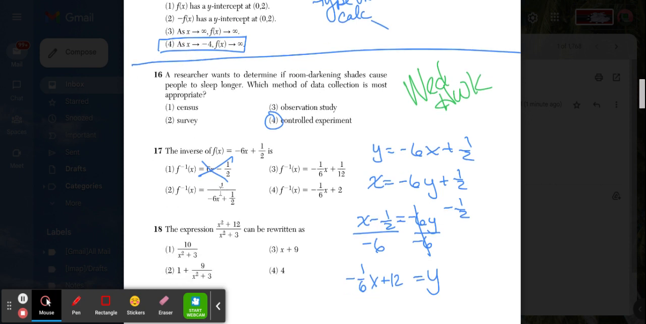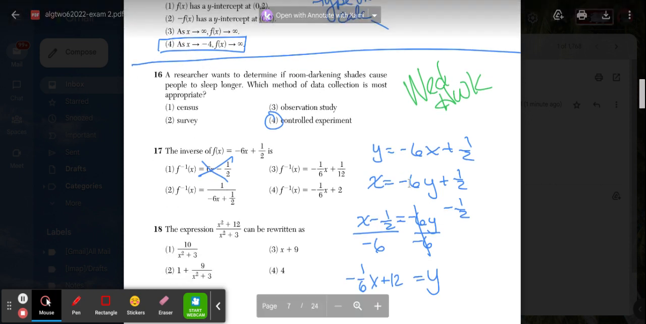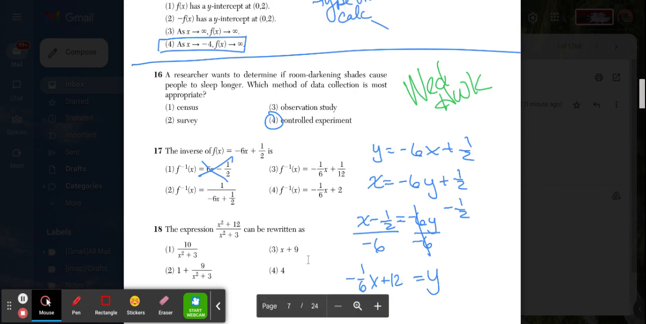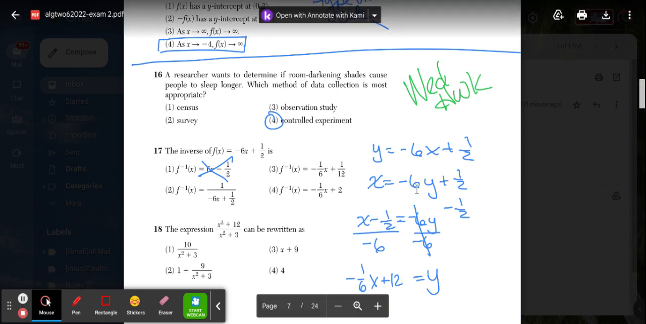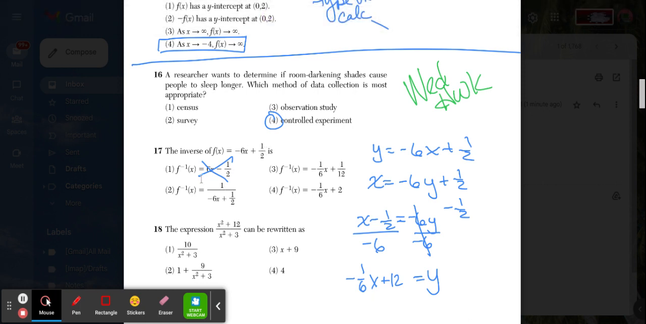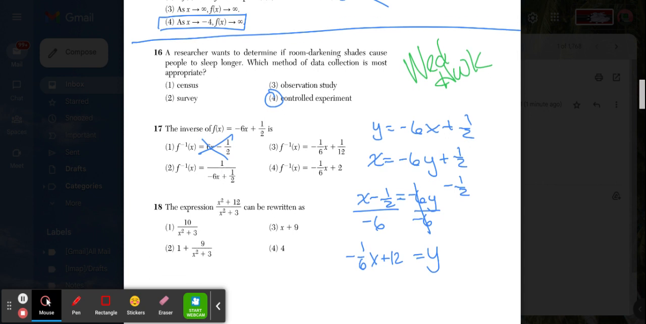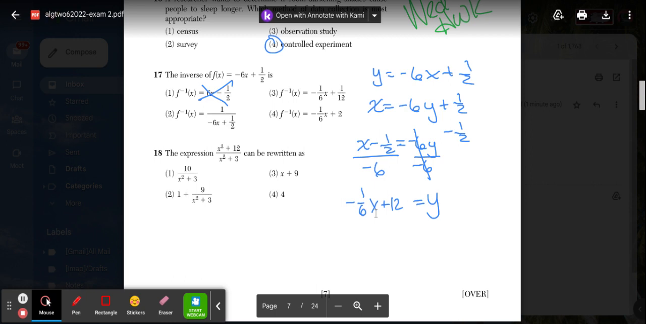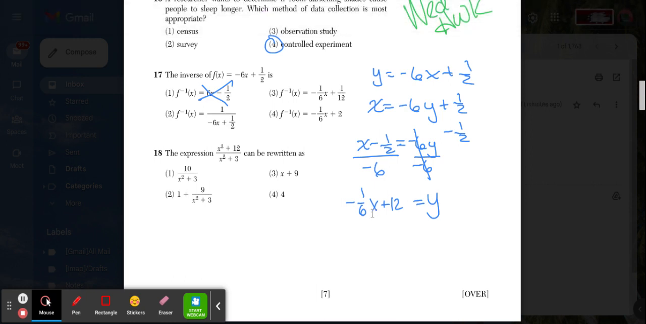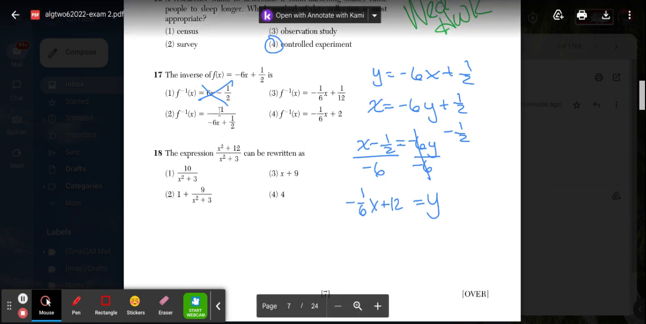Number 17 is an inverse. So I would love us to swap the X and the Y and then isolate the new Y. But if you forgot how to do this or you're overwhelmed, you can type one of the answers into the Y equals, and see which one gives you the inverse operation. The correct answer should have been this one.